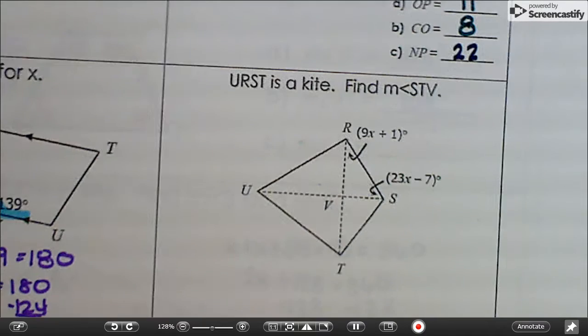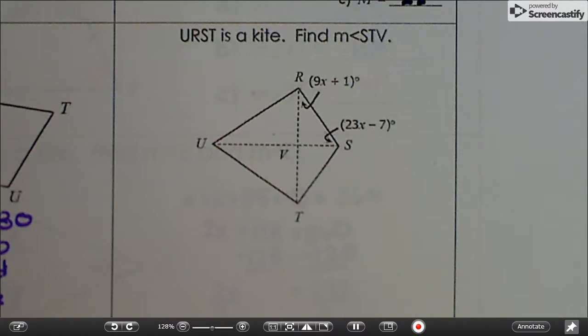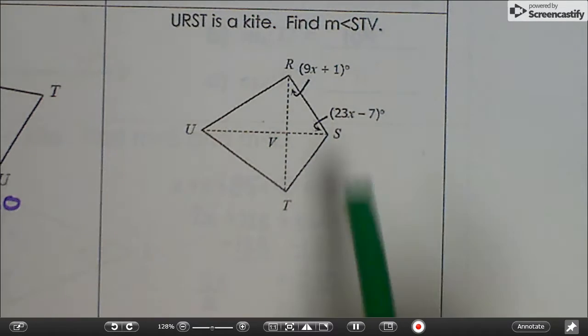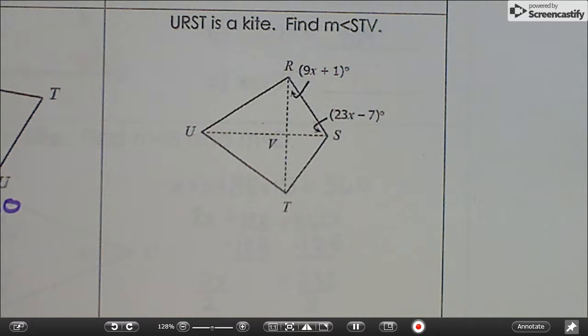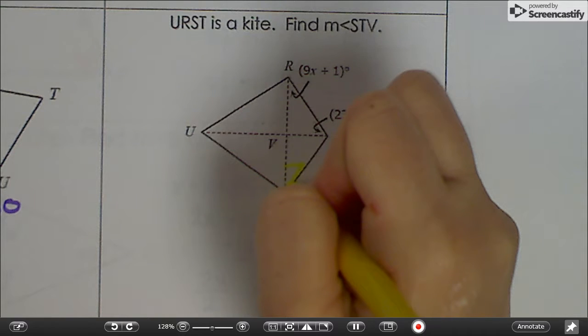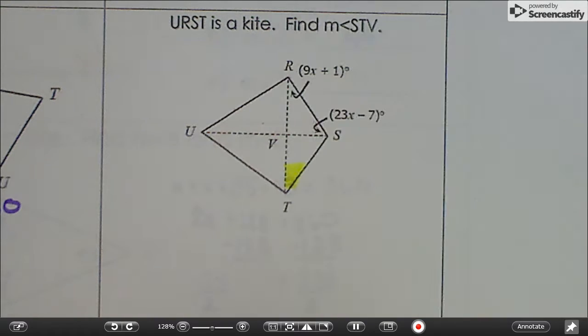All right, and the last one, but I'm going to add an extra example just to be super clear, is a kite. And we want to find the measure of angle STV. This is the one we want. All right, and I'm going to show you two ways to do it actually, because I've been doing it one way, but I just saw another way.